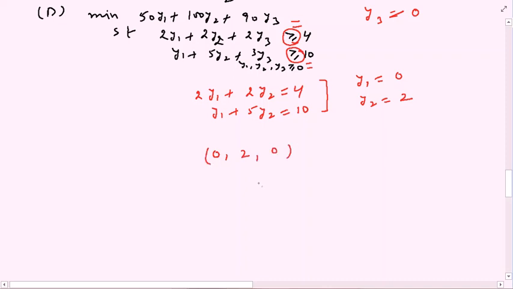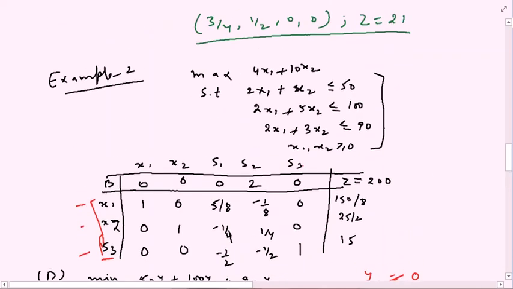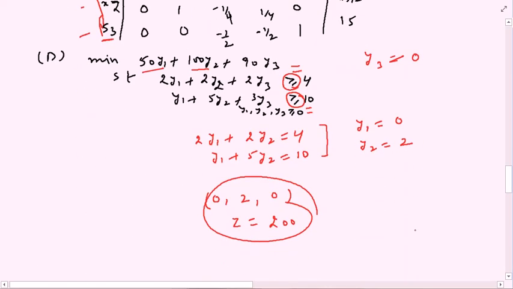These are my three. And what is the objective function value at this solution? So 50 into 0 plus 100 into 2 plus 90 into 0. So this value comes out to be equal to 200, which is exactly the same as the objective function value obtained at the primal solution. So that declares that this solution 0, 2, 0 is an optimal solution of the dual problem.